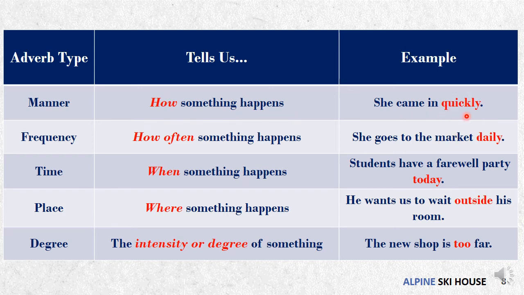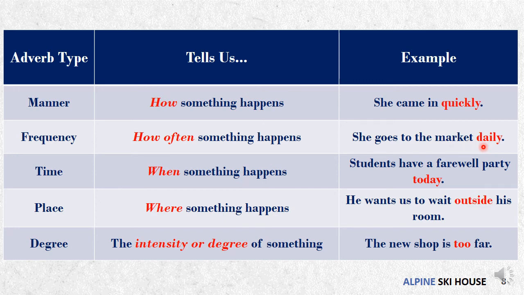She came in quickly. How did she come? We'll say she came in quickly. The adverb type of frequency tells how often something happens. Some people have a habit. They often do it. They say, it's a habit that I have developed. It can be a good habit. It can be a bad habit. So adverb of frequency says how often something happens. She goes to the market daily.